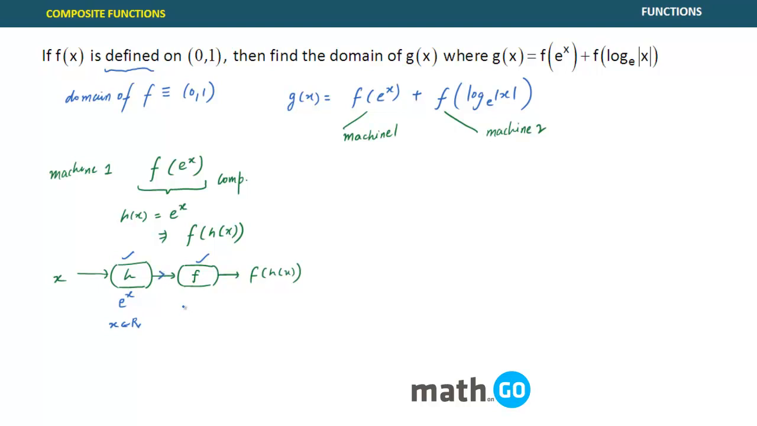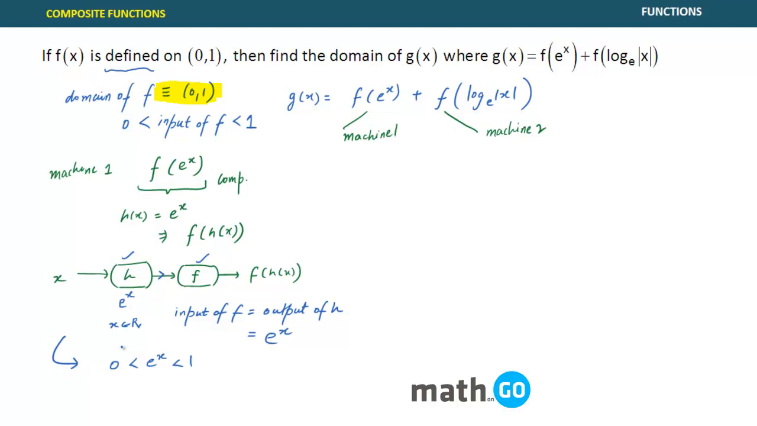What is the input of f then? The input of f is nothing but the output of h, which is e raised to power x. But we are given the domain of f, so the values at which the machine f will work are 0 to 1. That means the input of f should be between 0 and 1. This is what you should understand by domain. Here the input is e raised to power x, so the f machine will work only when the input is between 0 and 1, that is, e raised to power x is between 0 and 1. This is the most crucial step of how you have to understand this particular question.